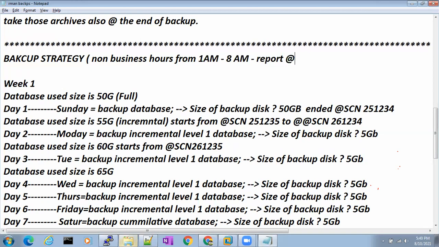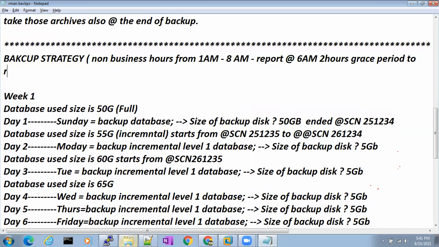And as I told you yesterday, I will get a report at 6 a.m. So 2 hours is grace period, grace period to rerun failed backups again. Understood? This is how the backups run.